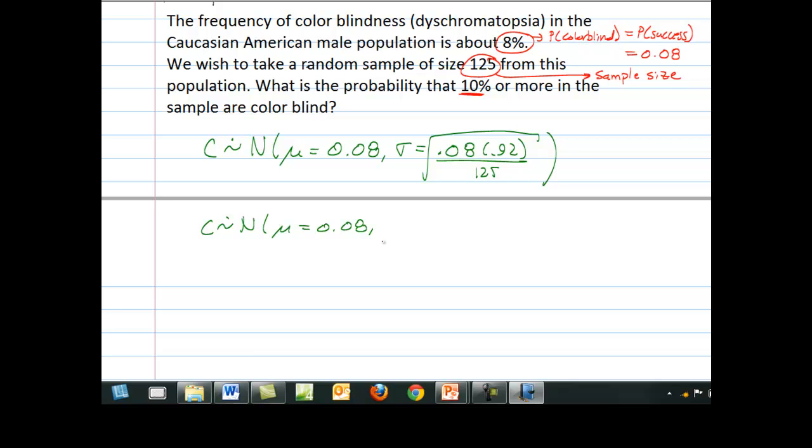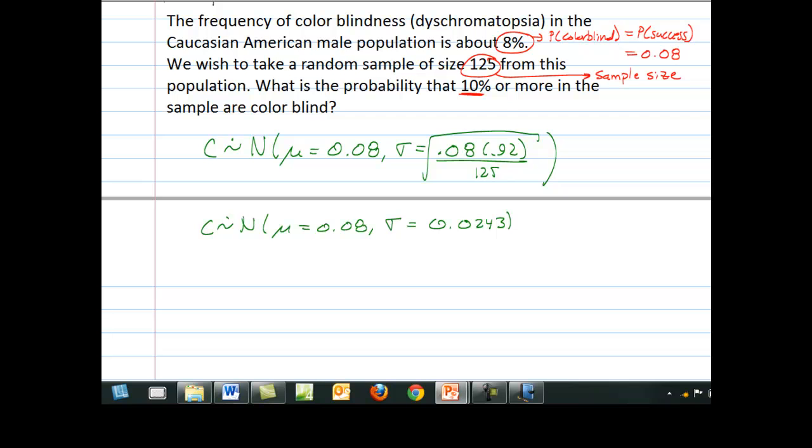Okay, then what we want to do is take the square root of that value. When we take the square root, I get sigma equals 0.02426, and I'll round that to 0.0243. Do not over round at this point because you will get wrong answers, so don't over round.